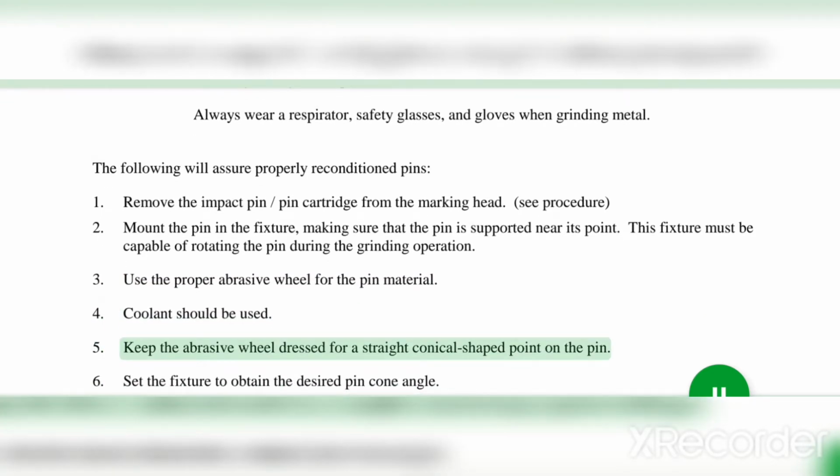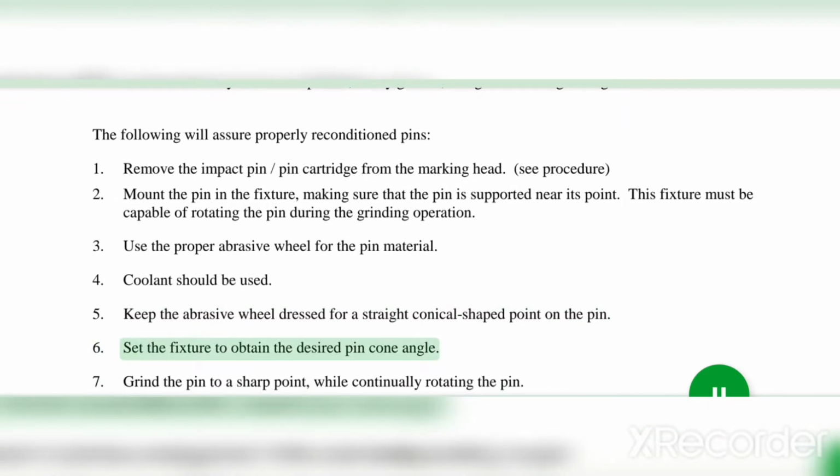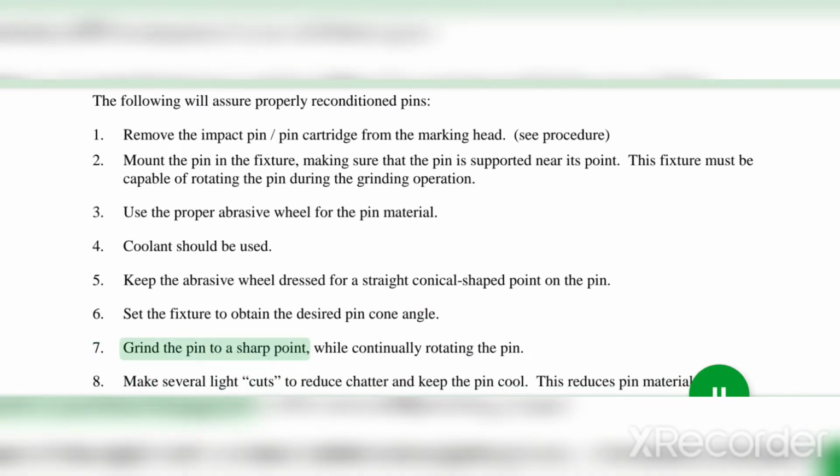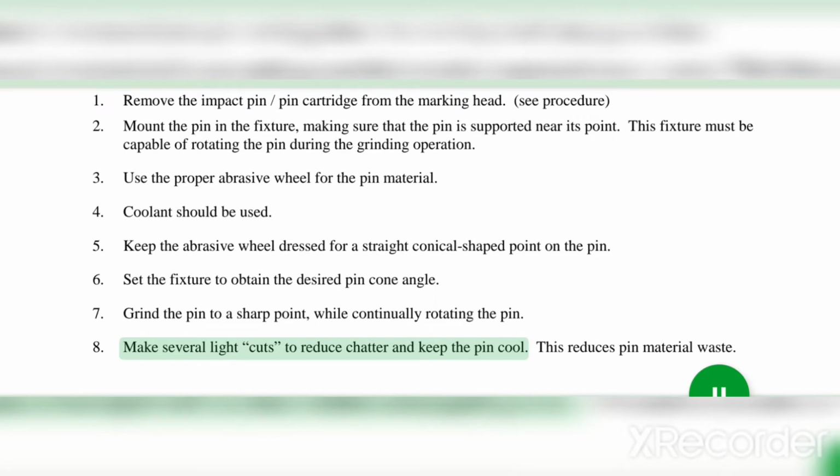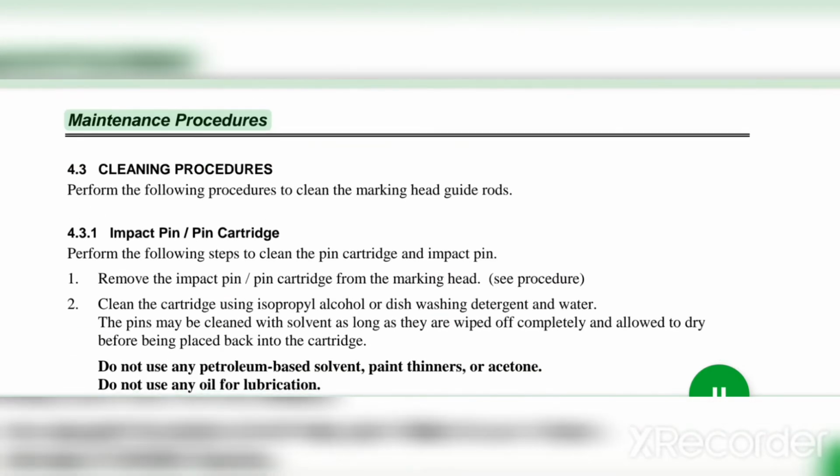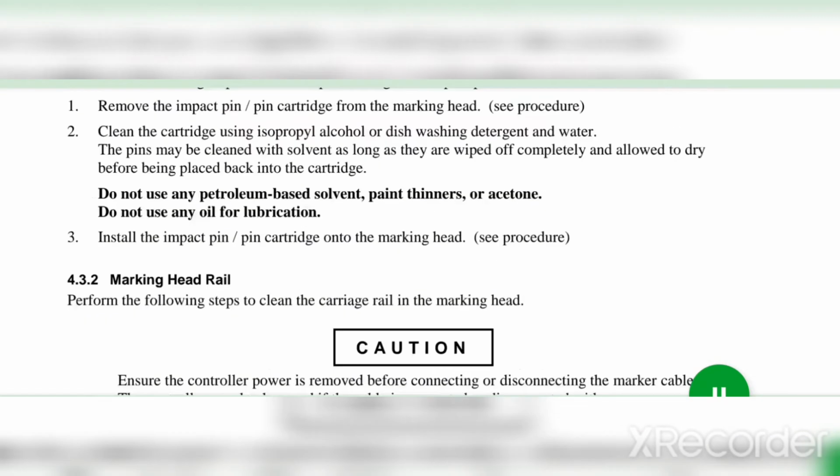5. Keep the abrasive wheel dressed for a straight conical shaped point on the pin. 6. Set the fixture to obtain the desired pin cone angle. 7. Grind the pin to a sharp point, while continually rotating the pin. 8. Make several light cuts to reduce chatter and keep the pin cool. This reduces pin material waste. Maintenance procedures 4 to 4.